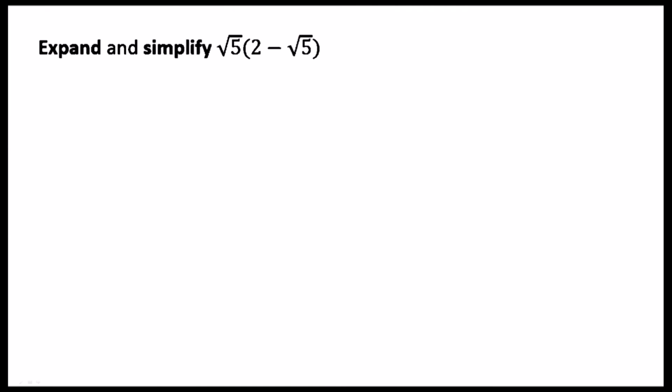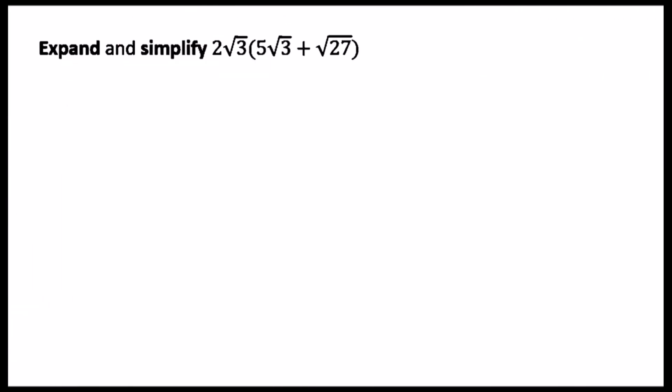The fourth type of question will always ask you to expand and simplify some brackets that have surds in them. In this first example, I want to take the root 5, which is on the outside of my bracket, and multiply it by everything on the inside. So I have root 5 times by 2, that's going to give me 2 root 5. And I also have root 5 times by minus root 5, that's going to give me minus root 25. I know that root 25 can be simplified to just 5, so therefore this is equal to 2 lots of root 5, take away 5. That would be my final answer.